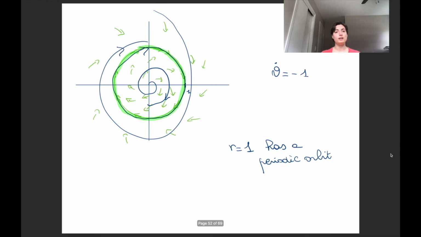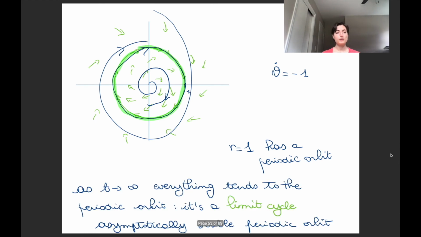That means that we have found a periodic orbit. Not only that, we also know that everything inside this periodic orbit is moving towards it, and everything outside is moving towards it as well. So as time tends to infinity, everything nearby tends to the periodic orbit. This is what we mean by limit cycle. The system limits to a cycle. A limit cycle is an asymptotically stable periodic orbit.